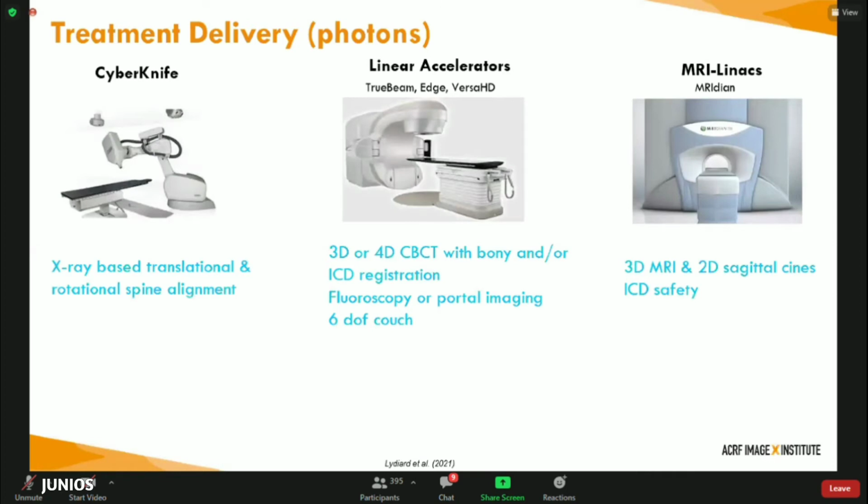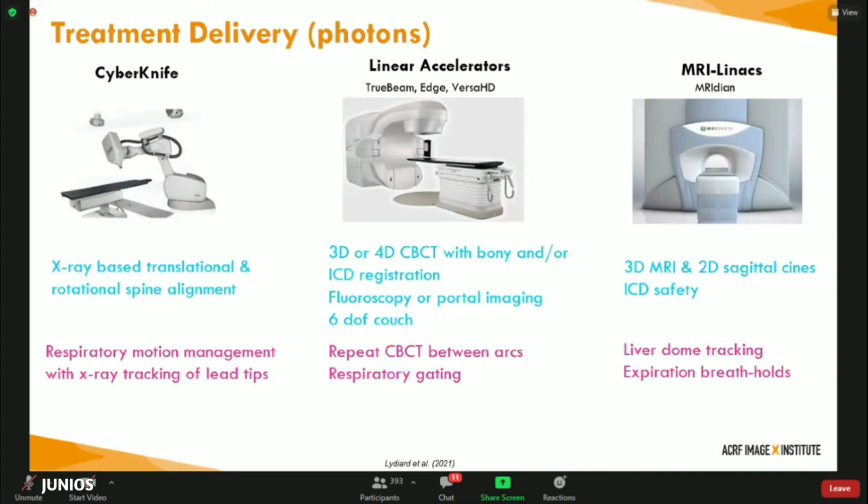But in terms of photon clinical treatment deliveries, for interfraction motion management, CyberKnife treatments used X-ray-based translational and rotational spine alignment to set up the patient. C-arm linacs used 3D or 4D cone beam with bony and or ICD registrations. The MRI linac treatment used 3D MRI to set up the patient and confirm the PTV, lung and heart alignment, and 2D sagittal cines were used to evaluate consistent target motion.